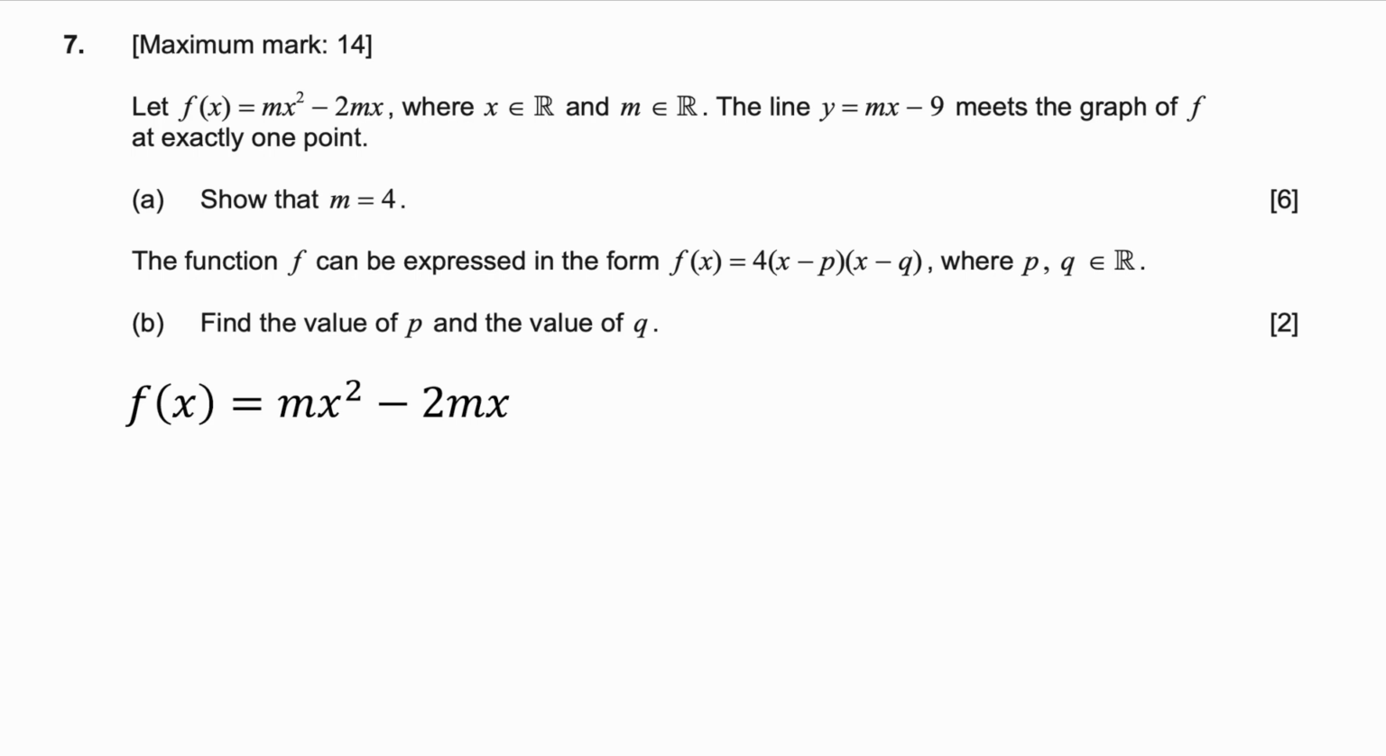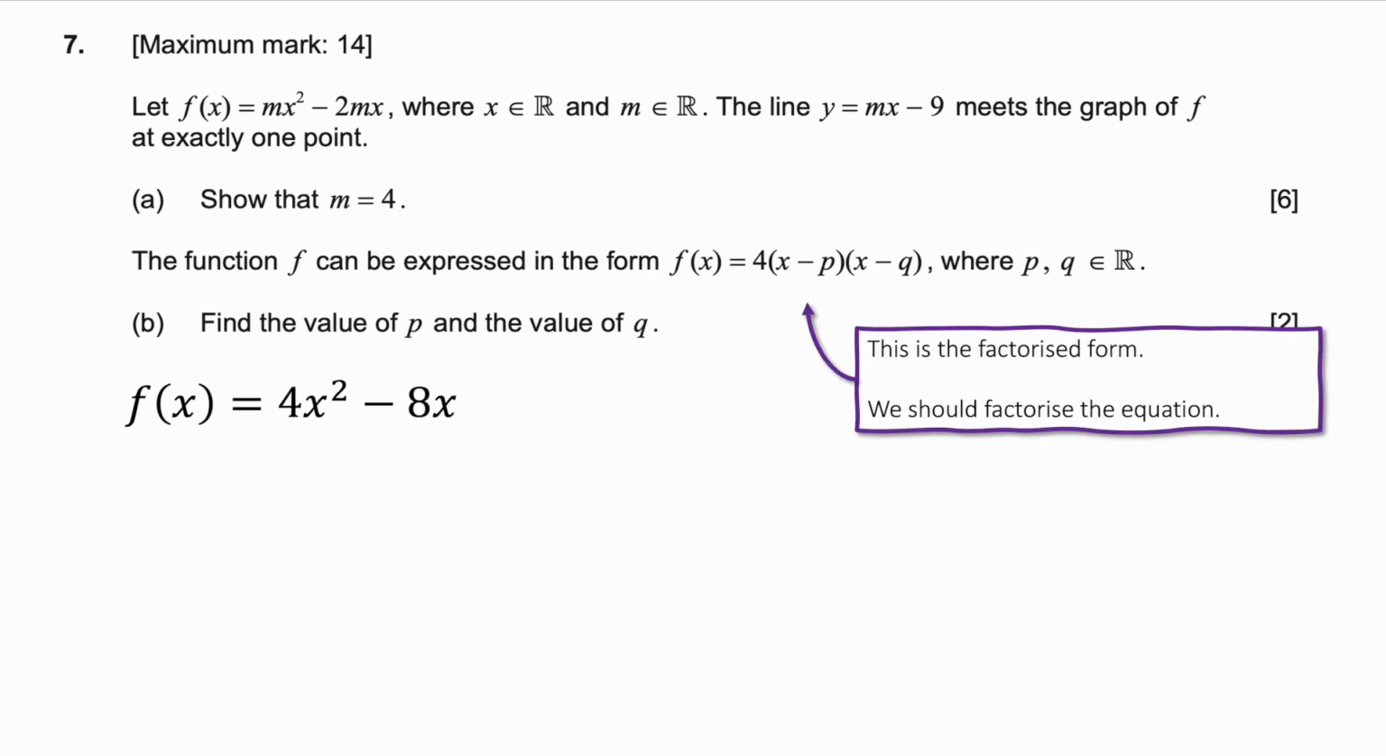The function can be expressed in the form f of x equals 4 times x minus p, x minus q, where p and q are real numbers. Find the value of p and the value of q. Right, all we're going to do now is factorize. So you get the function here. We substitute m is equal to 4 in, and therefore 4x squared minus 8x is our function.